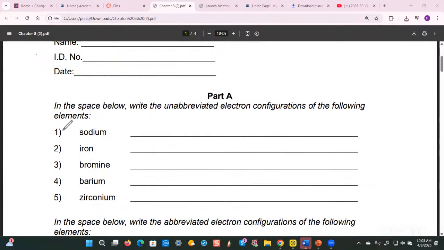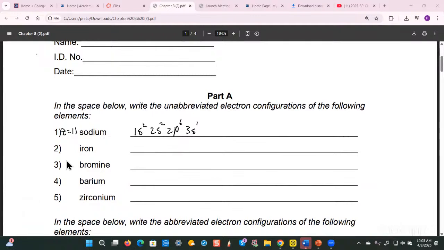What's the atomic number of sodium? 11, okay, very good. And then what? The first orbital is 1s, right? That's 2. What's the next orbital? 2s, which would have 2. What's the next orbital? 2p, which would have how many? 6. And what's the next one? Yes, 3s, which would have 1, and that's it. That's basically how we do sodium. I'm going to do the same thing for the others.